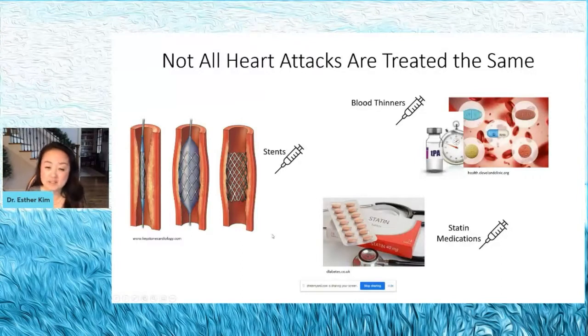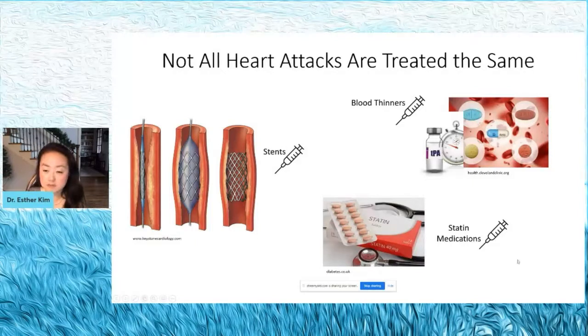proven. But in SCAD, we try to avoid stents unless the blockage in the artery is life-threatening and your life is in danger. And if you need a stent or a bypass surgery, these are also efficacious in SCAD as well. We also know that blood thinners and antiplatelet agents are also beneficial in type 1 myocardial infarction with atherosclerotic plaque rupture. But are these helpful or harmful in SCAD? And this is still being worked out.